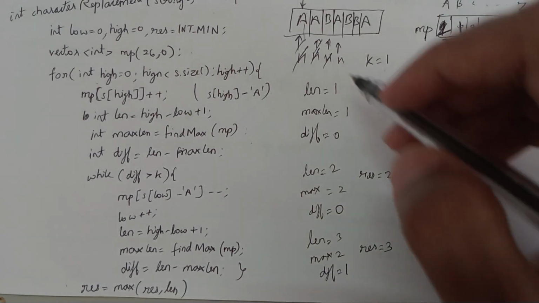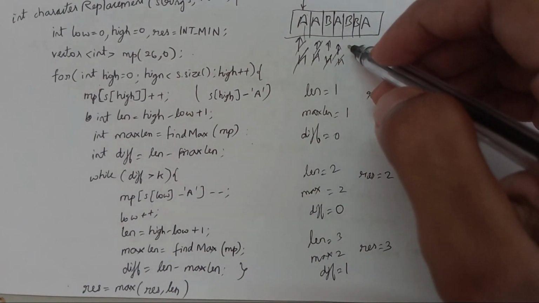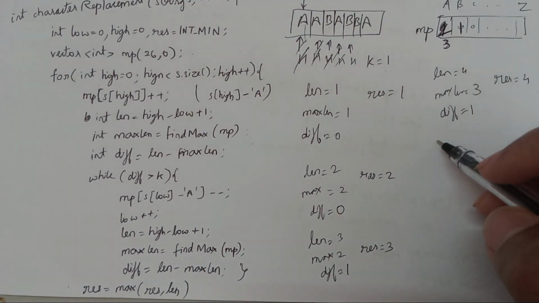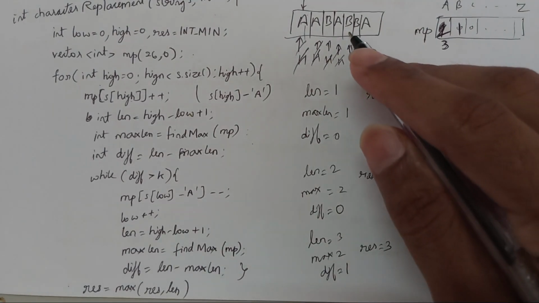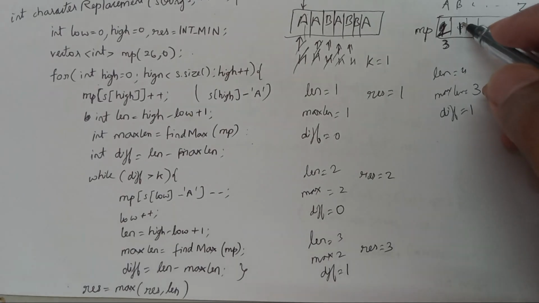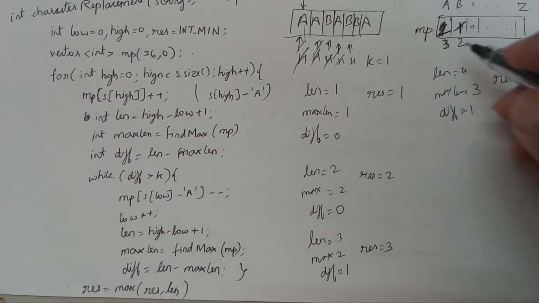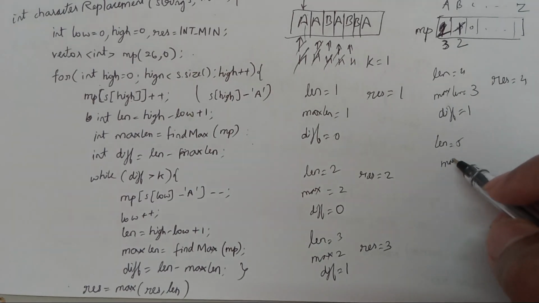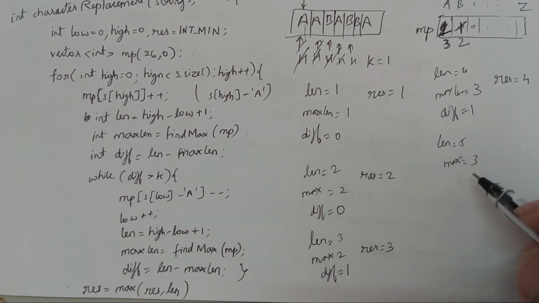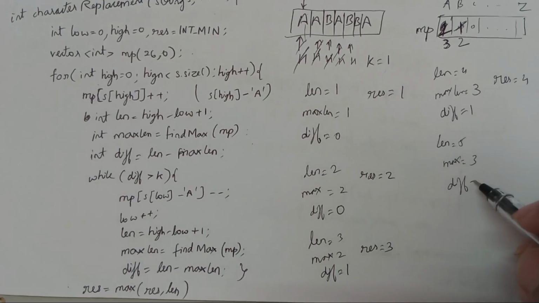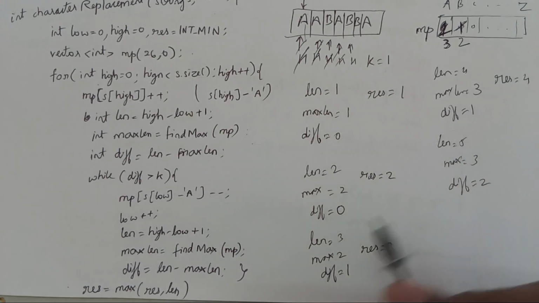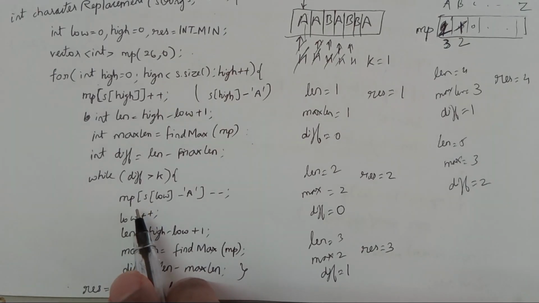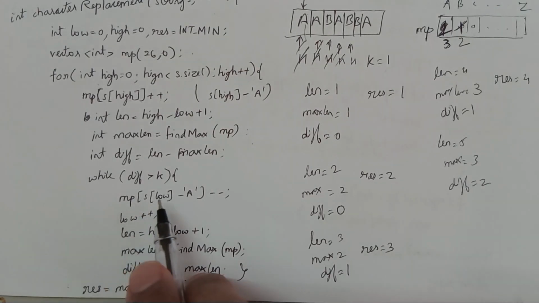Now again we update high, it will be in the fifth position, so we update fifth, again B, so B becomes 2. Now again length is equal to 5, max length is equal to 3, difference equal to 2. Now if difference is 2, then 2 is greater than 1, so we reduce the size of the sliding window.